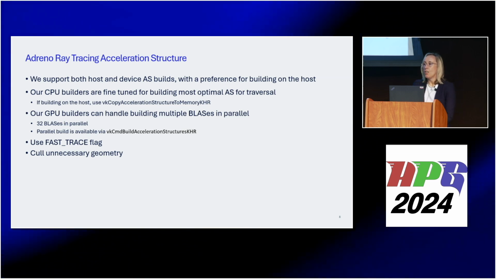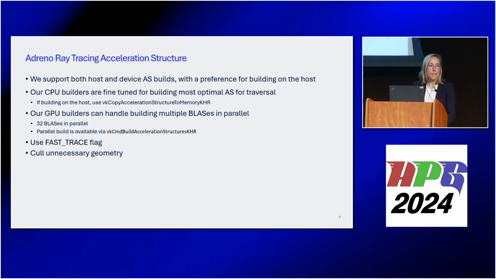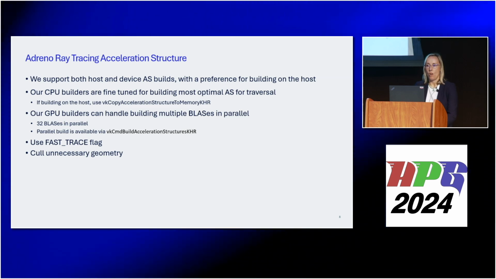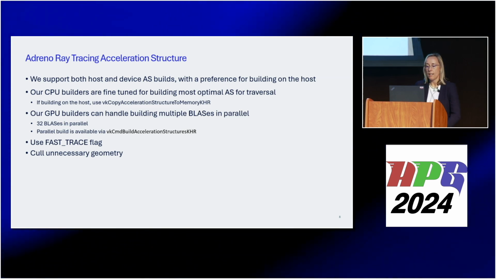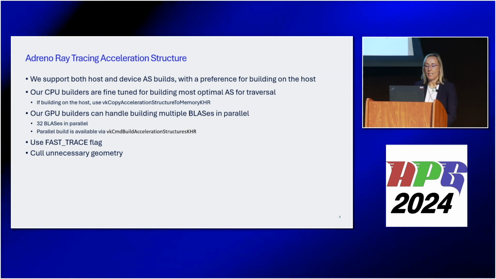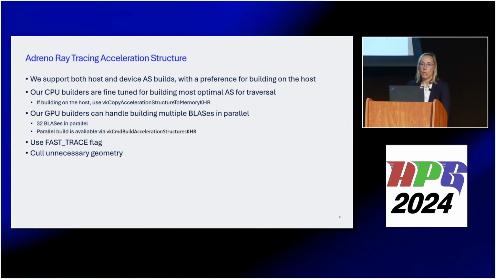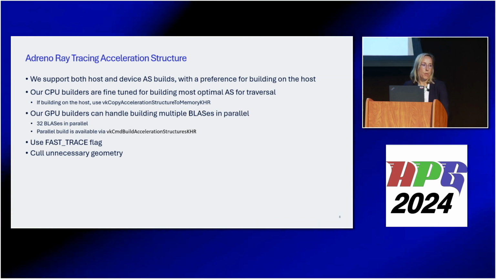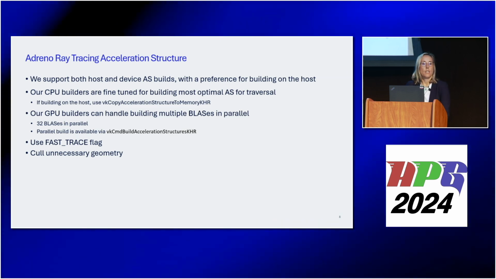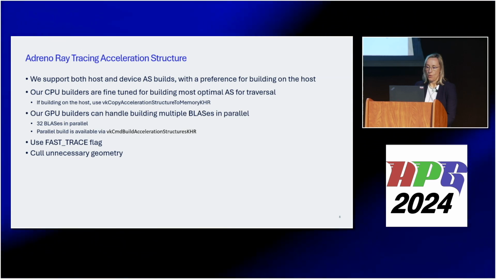And as we all know, traversing is expensive, and the cost depends on the complexity of your scene. So please cull your geometry, cull everything that is unnecessary geometry, because that will allow our builders to build the most optimal BVH and then obviously traverse it faster. So it's a win-win.